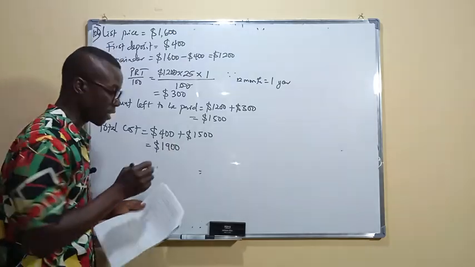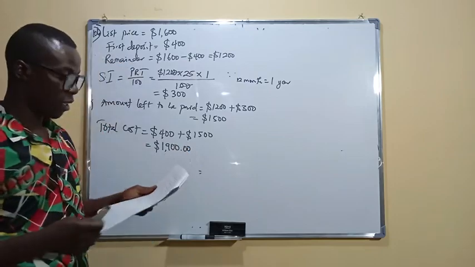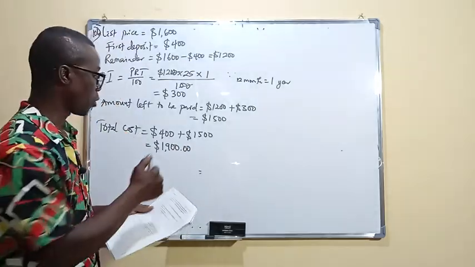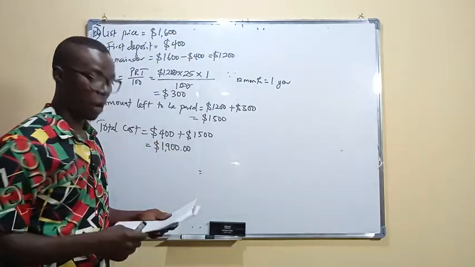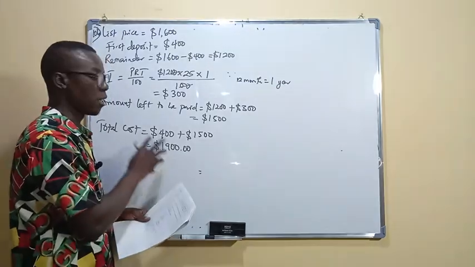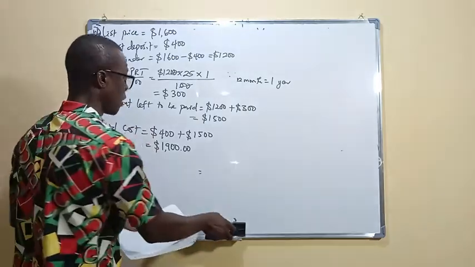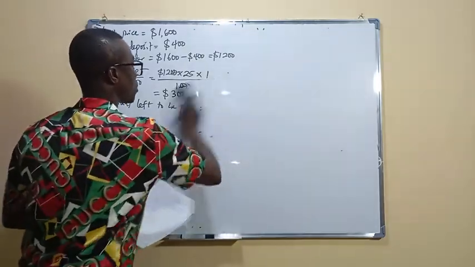1,900. Now, in WAEC, it is expected that you put 0.00. It is advisable you put that. If you don't have this, you are going to lose a mark here. So don't forget, monies usually are written in 2 decimal places. So that ends question 10.